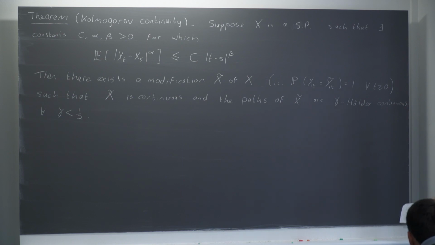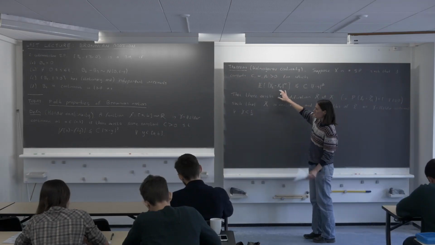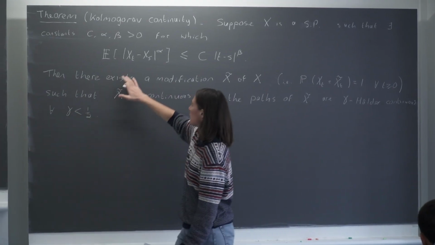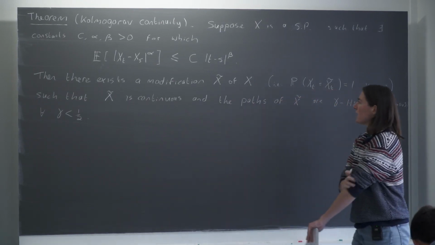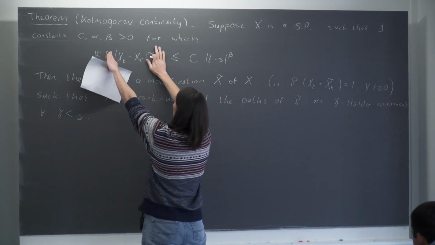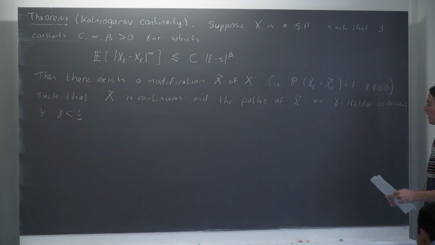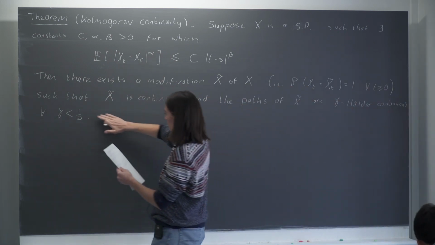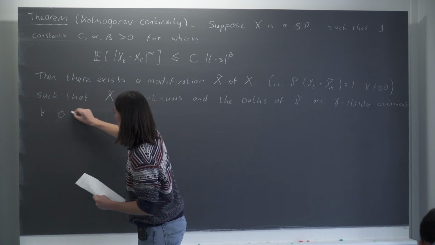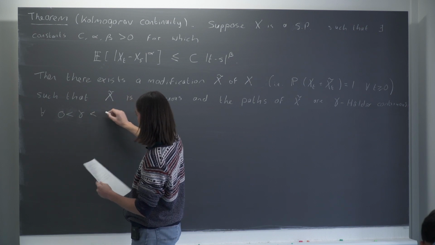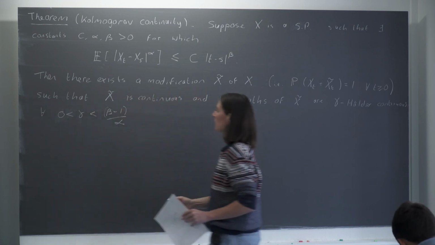Okay, so what does this theorem tell us? Well, we start off with a condition which looks a little bit like Holder continuity, except we've got expectation on the left-hand side. So if we didn't have expectation, you could just divide through by alpha, and that's essentially telling us, oh, sorry, this shouldn't say half. This should say, sorry, 0 less than gamma less than (beta minus 1) divided by alpha. Sorry about that.